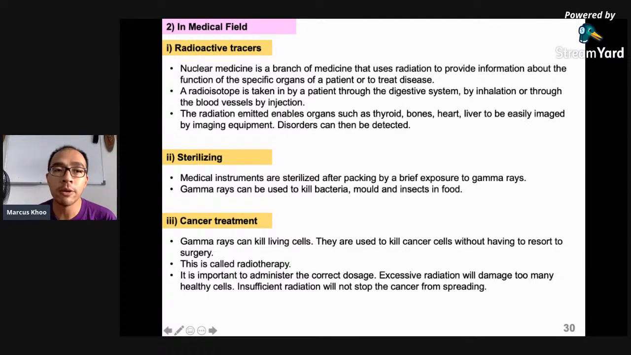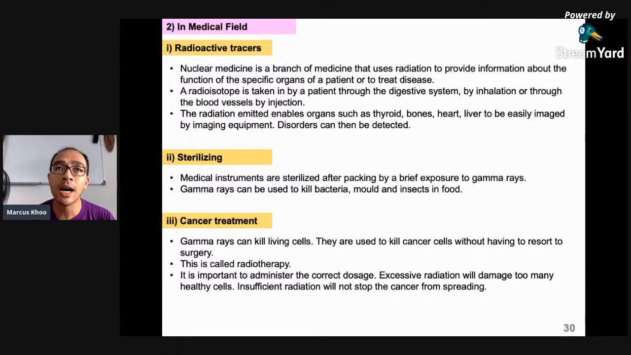Of course, when we talk about radioactive tracers, we also have to talk about the half-life. Which half-life is suitable for radioactive tracers? Basically, what we want to do is get an image of your organ. So we don't want the tracer to have a very long half-life, otherwise it's going to stay in your body for a very long time. We want it to be a short time, but not too short.